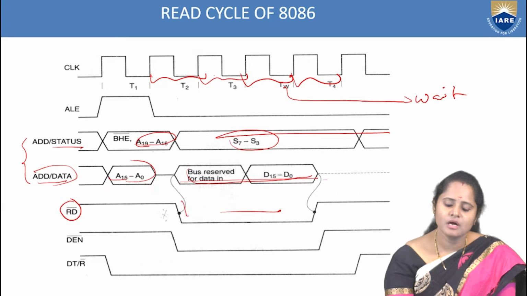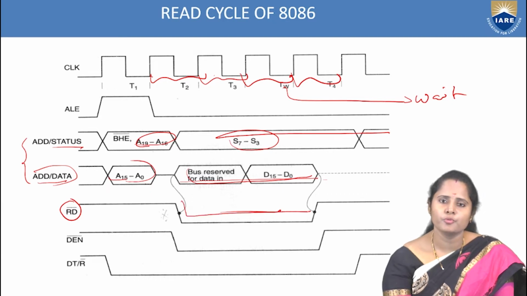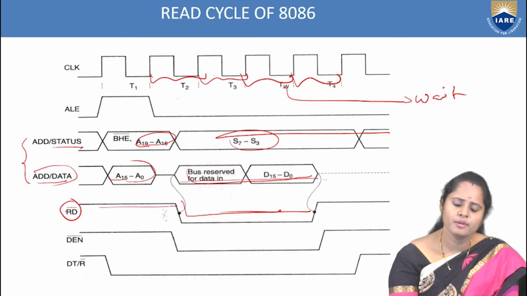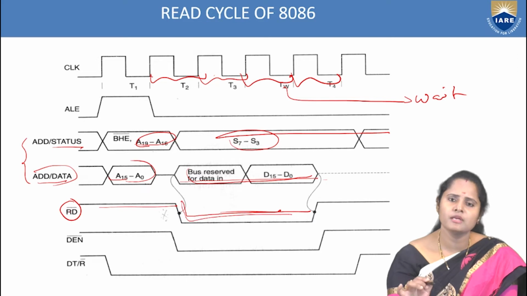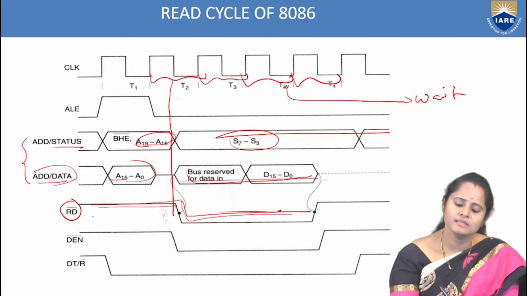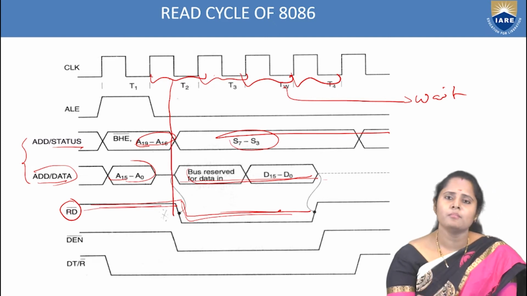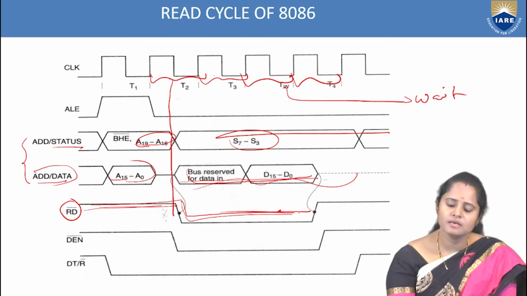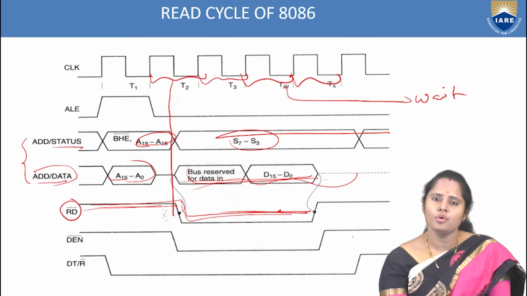That is why the RD bar pin is low then, and RD bar is high initially because it's an active low pin. Whenever it is low, only then will it work. Whenever it is high, it doesn't work. So whenever the address latch enable pin is high, at that time period RD bar is high. And when the data is received in the remaining time periods, the RD bar pin will be low.